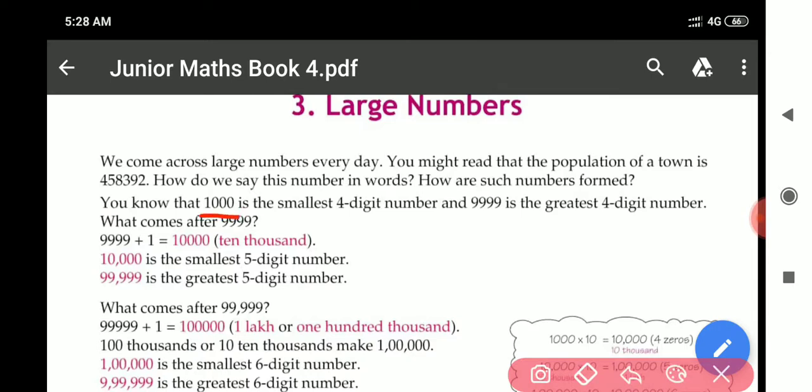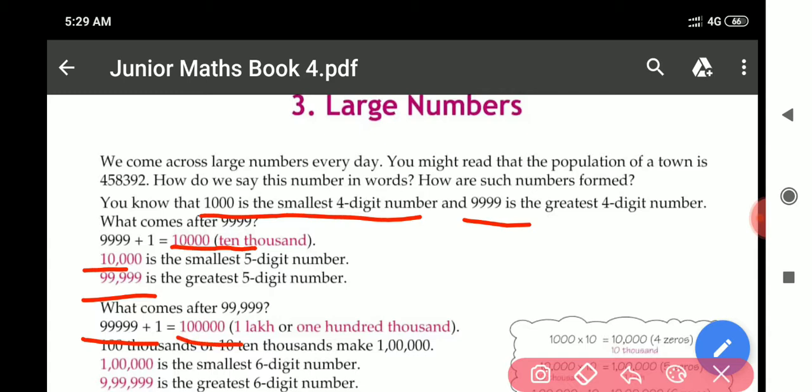You know that 1000 is the smallest 4-digit number and 9999 is the greatest 4-digit number. So what comes after 9999? If we add 1 to that, it will become 10,000. So 10,000 is the smallest 5-digit number and 99,999 is the greatest 5-digit number. After 10,000, what comes? If we add 1 to 99,999, it will become 1 lakh or 100,000.